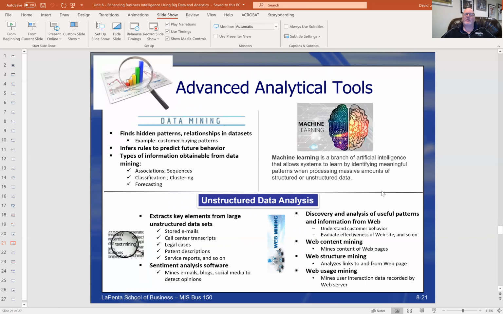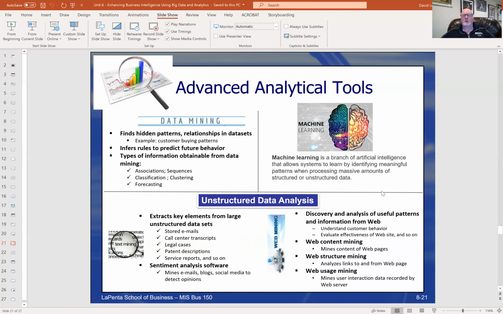Okay, so that was the business intelligence tools. There's a lot more advanced analytical tools. And again, these are the ones that are trying to predict the future as opposed to looking at trends from the past. So data mining, you've probably heard about this term, and data mining is finding hidden patterns and relationships in different data sets, looking for associations, sequences, and clustering. And there's a lot of data mining tools out there.